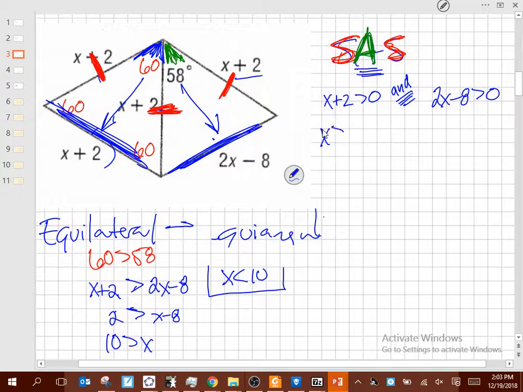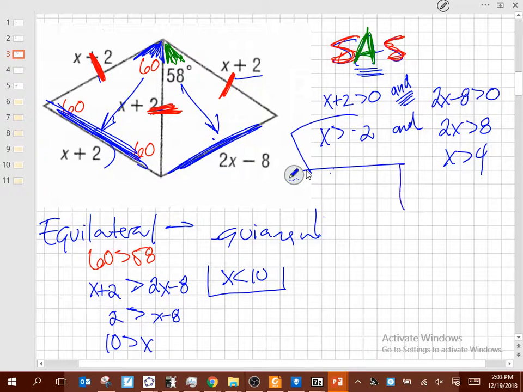Solve both those. x is going to be bigger than negative 2. And so we get 2x is bigger than 8. x is going to be bigger than 4, right? x has to be bigger than negative 2, and x has to be bigger than 4. If it says and, those things need to happen at the same time, which statement allows that to occur? x is greater than 4, okay?